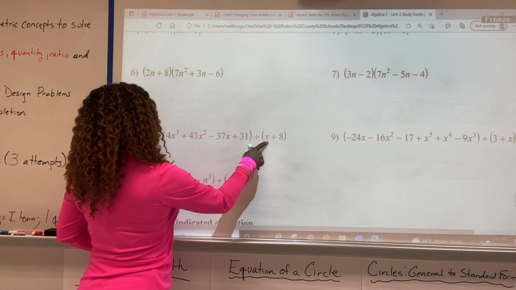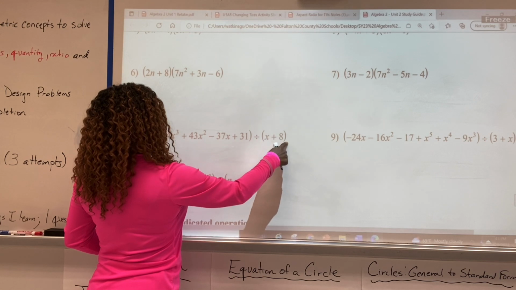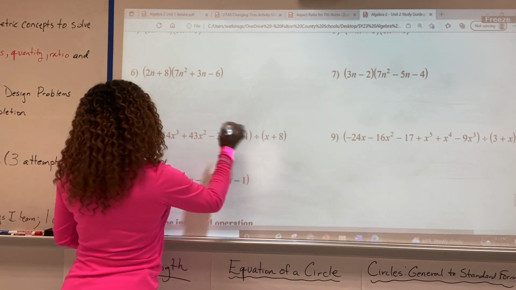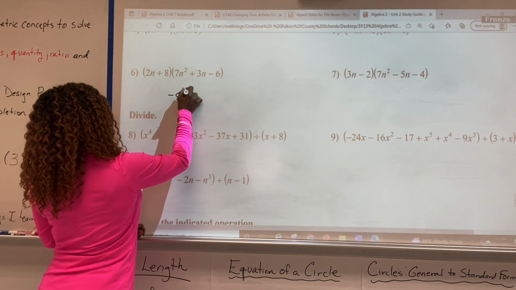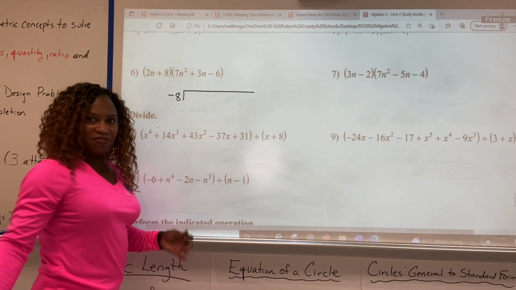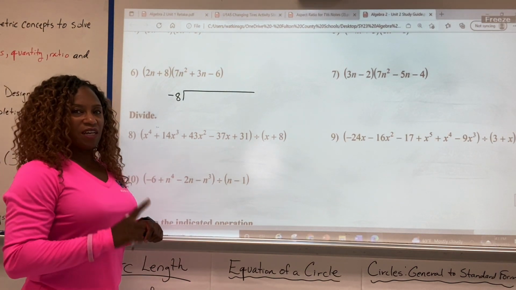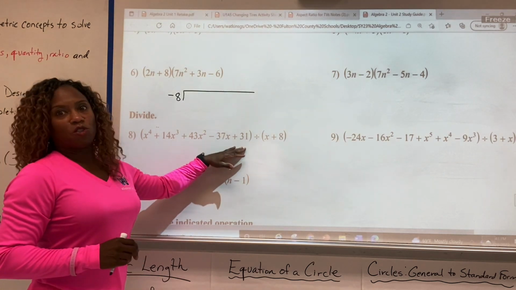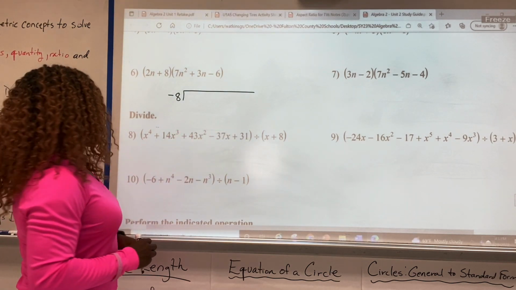I'm going to take the divisor, x plus 8, and I'm only going to use the constant, but I'm going to use the constant's opposite. Since it's plus 8, the opposite is negative 8, and that goes on the outside of my division house. Then we take the coefficients and the constant of the dividend, this long polynomial string, and put them underneath the division house.